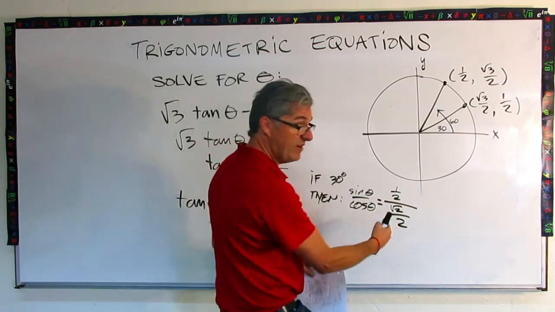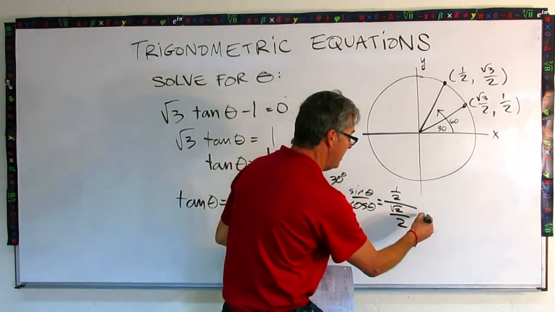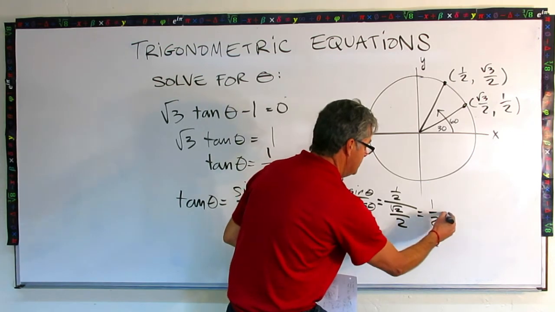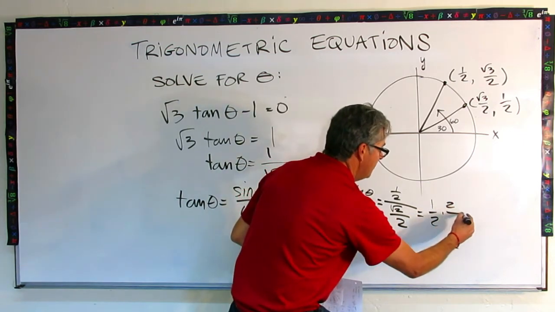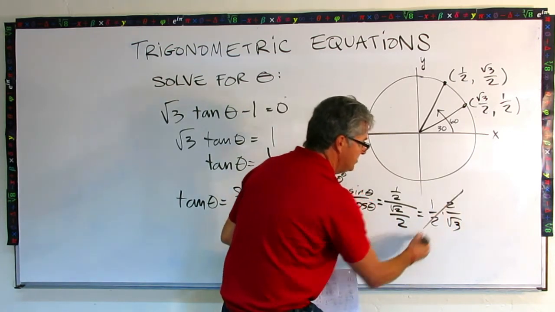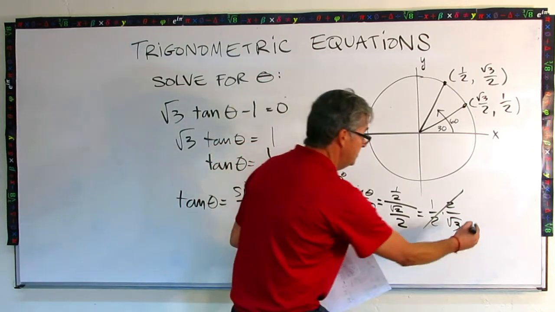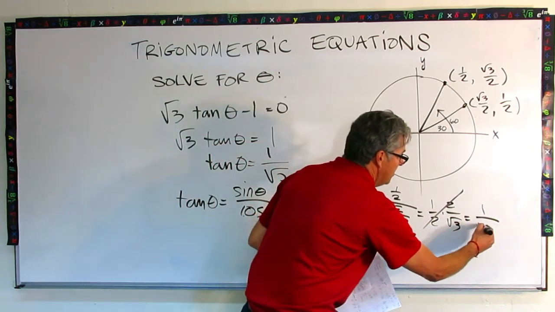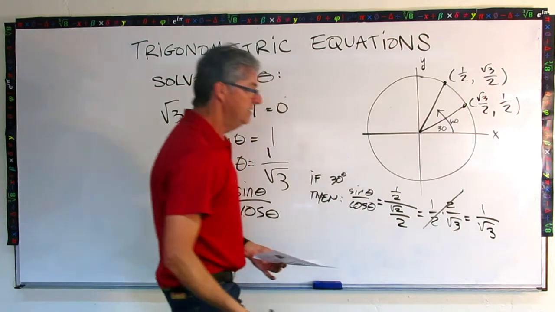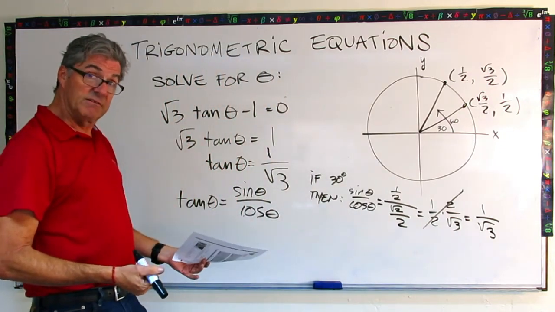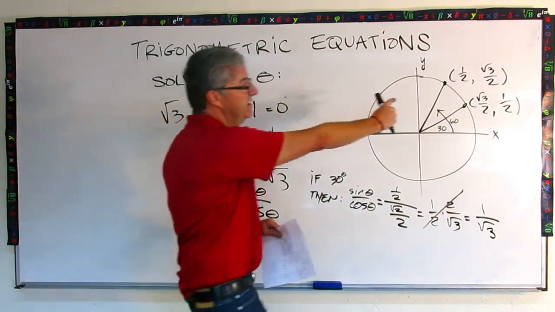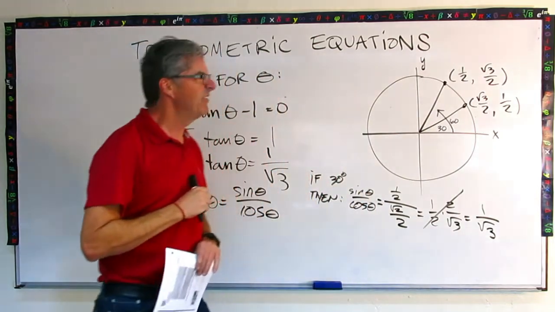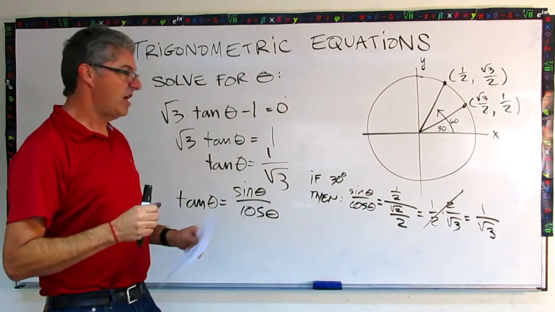I have 2 fractions divided by each other, so flip and multiply. That's going to be 1/2 times 2 over root 3. And check it out. The 2's cancel, and I get 1 over root 3. So we got it. Okay? If I did it with this other point, I wouldn't get that. I think I would just get root 3, and that's not right.